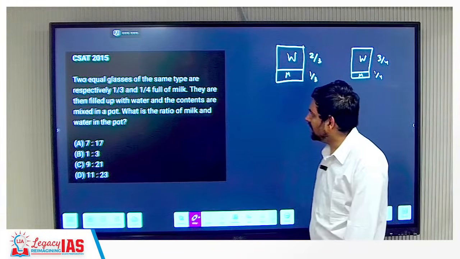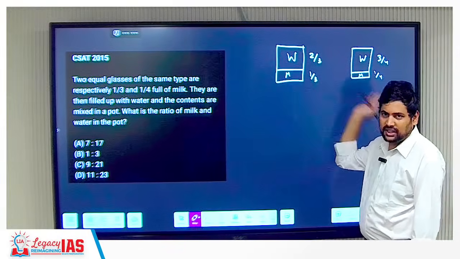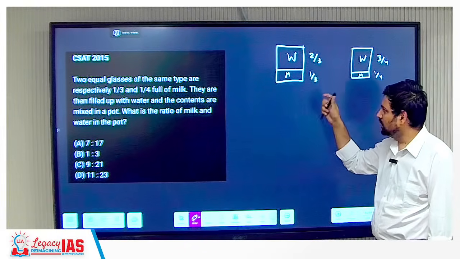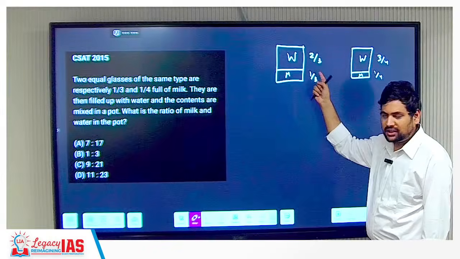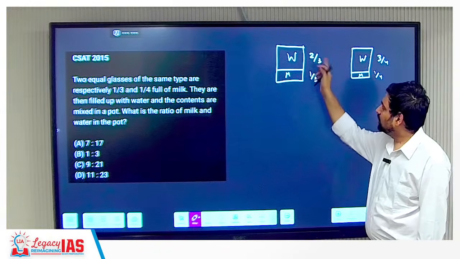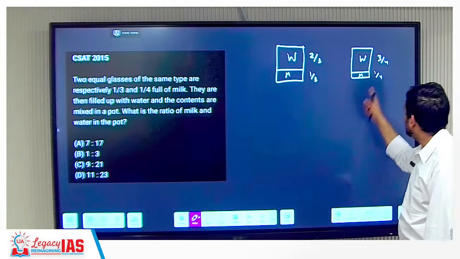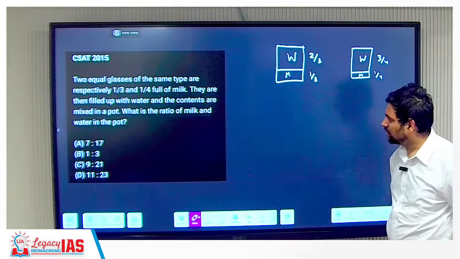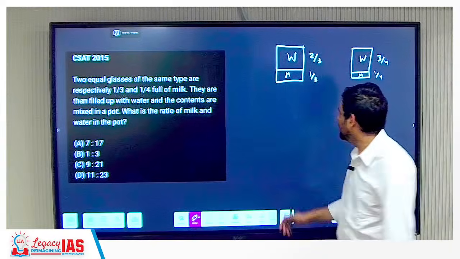Okay, this you understand. So basically, if these are of same volume, then if 1/3 is milk, then what is the other part? 2/3 is water, correct? Here 1/4 is milk, then 3/4 is water. Now you can simply add the ratios.